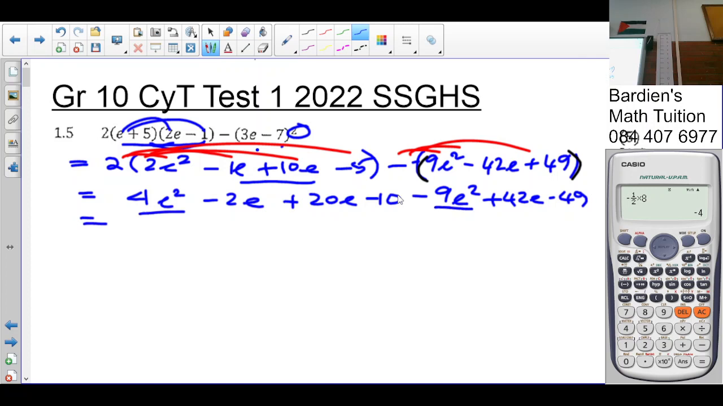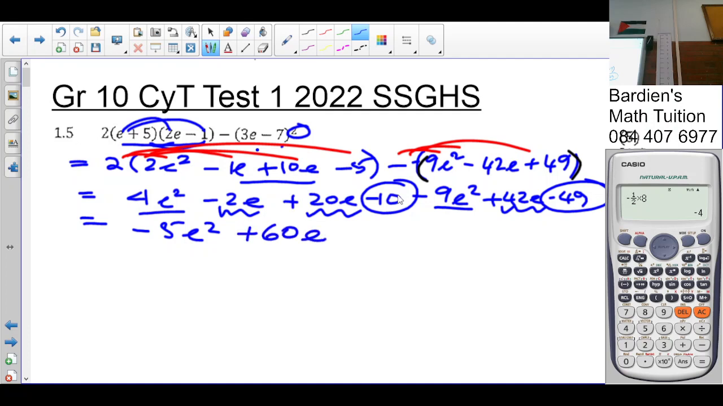The e squares are like terms, the e's are like terms, and so are the constants. Okay. So 4e squared minus 9e squared is negative 5e squared. Negative 2e plus 20e is 18e. Plus 42e is 60e. Is that correct? And minus 10 minus 49 is minus 59. You all agree with that? Any problems here? Did we do this?